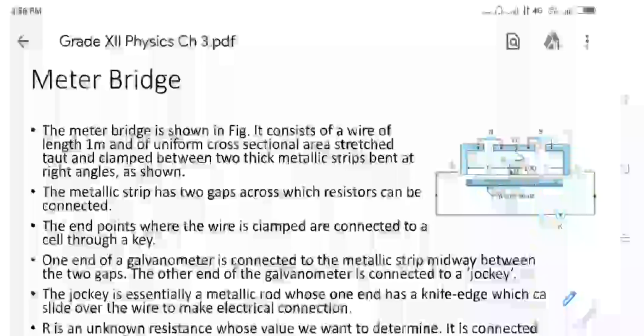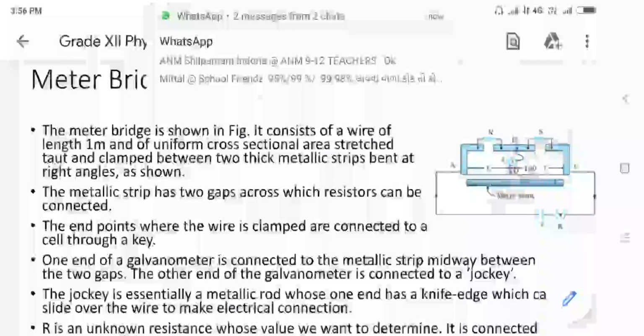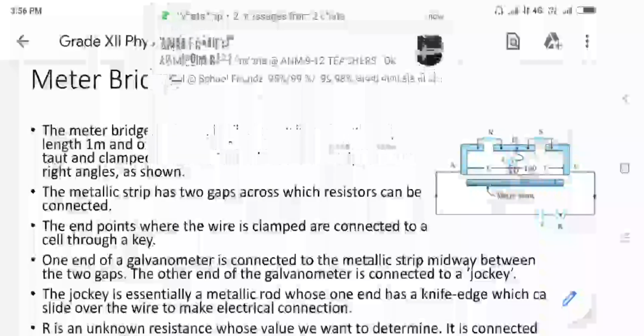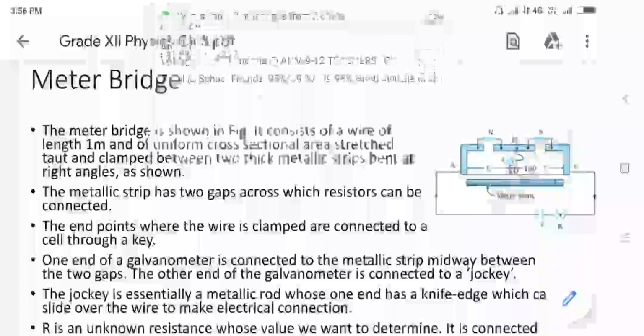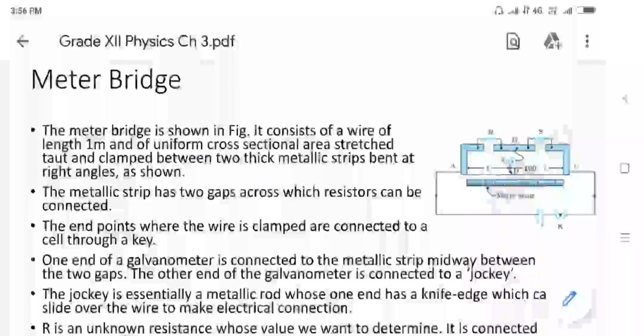Hello students, let us start our new session with the new topic. It's a meter bridge. Now in the meter bridge, we are taking a wire with the length of 1 meter. That wire is connected between point A and C. With that, we are giving a supply epsilon EMF with the plug key.